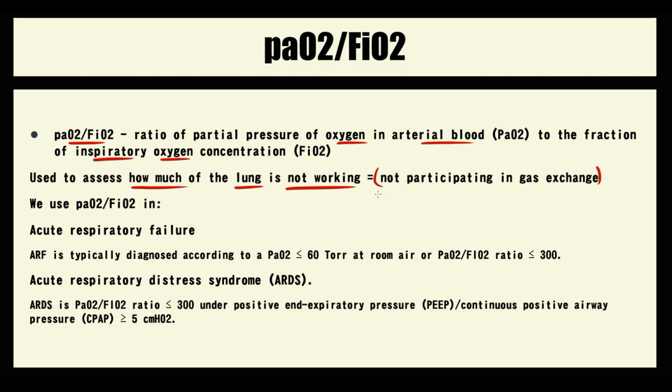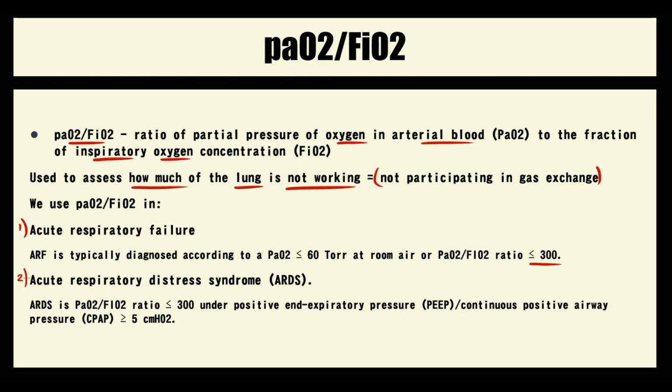The ratio of partial pressure of oxygen in arterial blood to FiO₂ we use first of all to assess the severity of acute respiratory failure. The major criteria is partial pressure of oxygen in the arterial blood less than 60, combined with a ratio of partial pressure of oxygen in arterial blood to fraction of inspired oxygen less than 300.